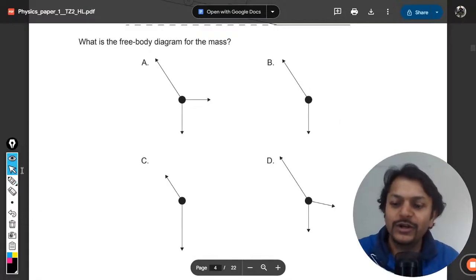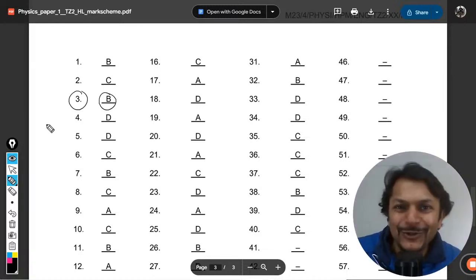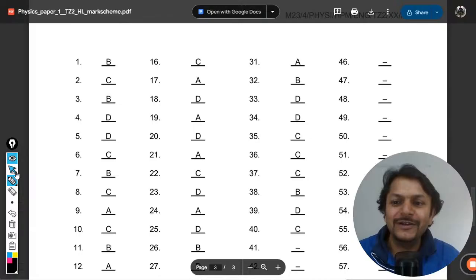Let me show you the answer in the mark scheme. Question number 3, the answer given is B. So this is how we do this question.